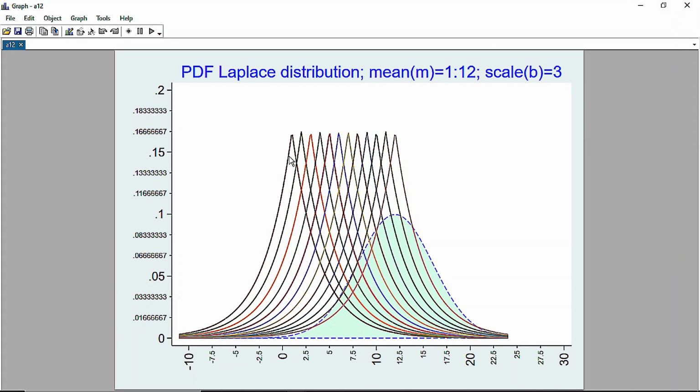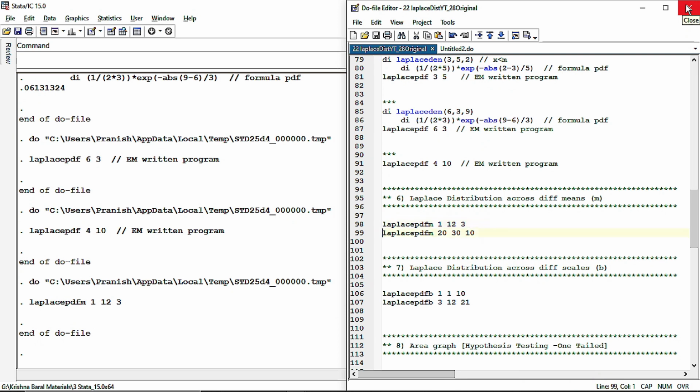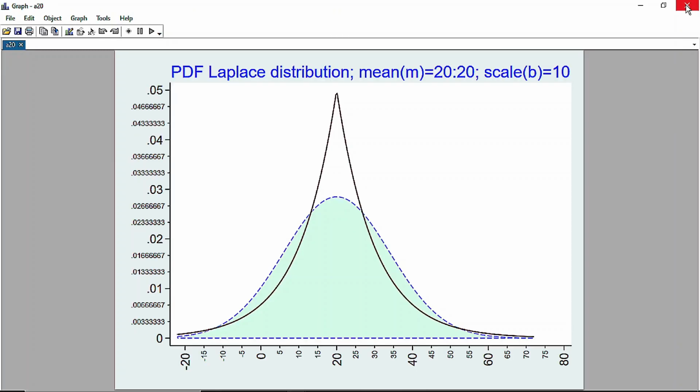As the value of m, or location parameter, increases, the graph simply shifts towards the right by the same unit. Now let us reinforce this concept by increasing the value of m, the mean or location parameter, from 20 to 30, and for the scale parameter 10. As we are manipulating the mean or location parameter, the graph simply shifts from left towards right by the same unit.